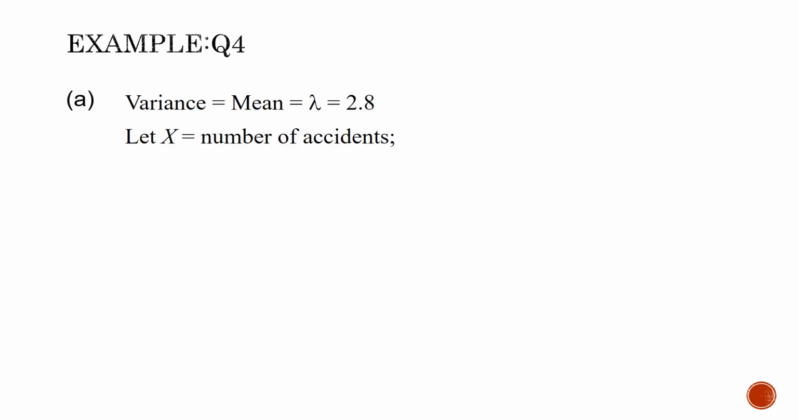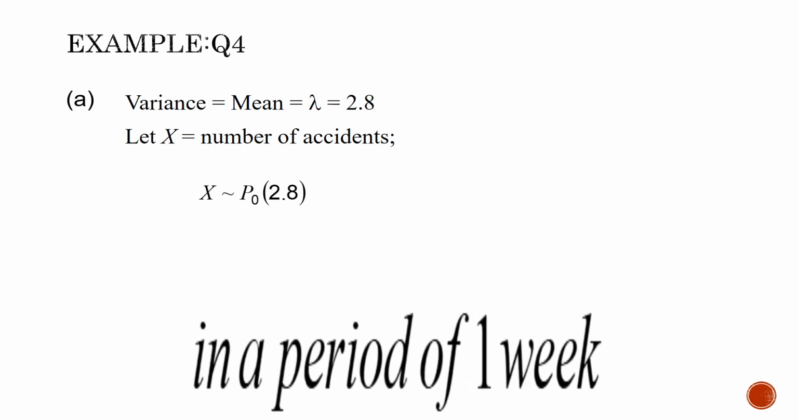Now, you are given the variance is 2.8. So what will be lambda? Lambda will also be 2.8. Okay, now, describe your random variable X. X is the number of accidents, and X follows the Poisson distribution with mean 2.8 in a time interval of 1 week.